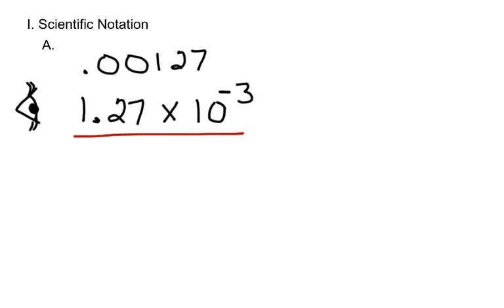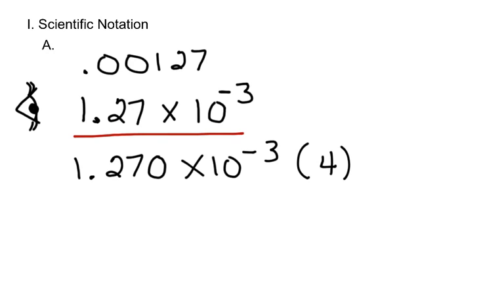Now, this number is also written in 3 significant figures. What if I wanted to write it in 4 significant figures? All I need to do here is keep the number as it is, but add a 0. The times 10 to the negative 3 stays the same, and now this is in 4 significant figures. What if I wanted this number in 2 significant figures? Then I would round, and I get 1.3 times 10 to the minus 3.